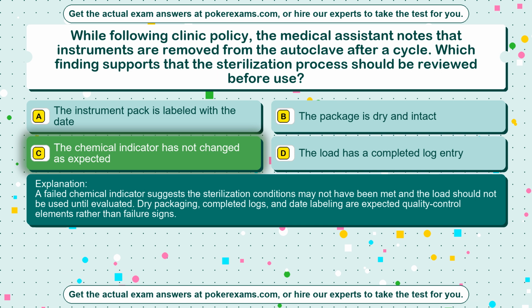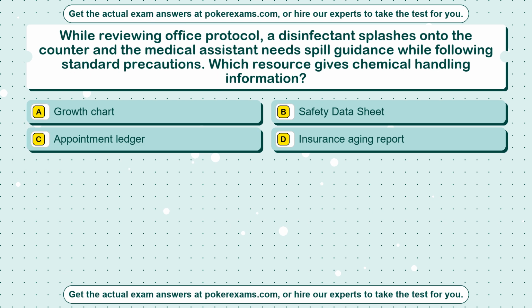Question 14. While reviewing office protocol, a disinfectant splashes onto the counter and the medical assistant needs spill guidance while following standard precautions. Which resource gives chemical handling information? Option A, growth chart. Option B, safety data sheet. Option C, the appointment ledger. Option D, insurance aging report.